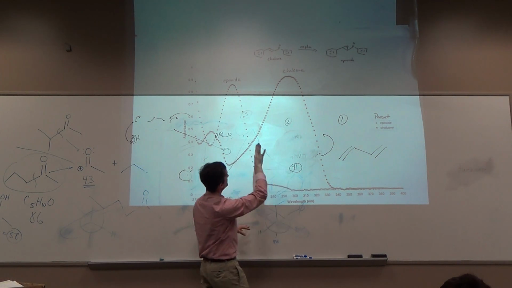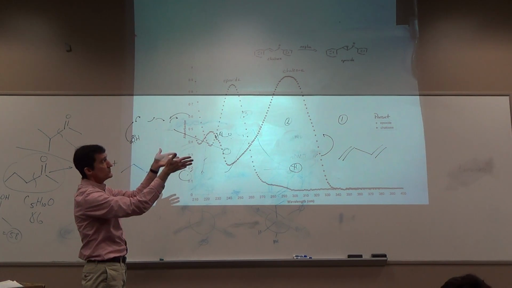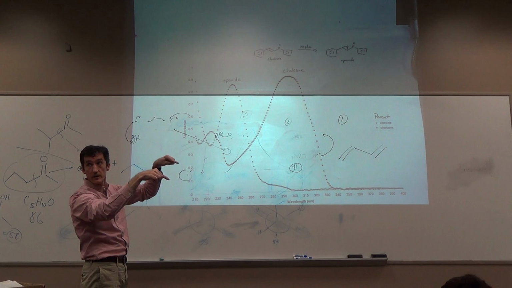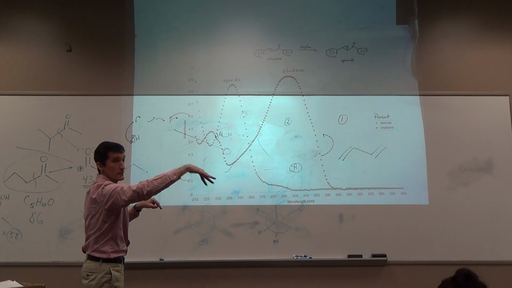Does that make sense, that the chalcone would have a higher lambda max? Yes. Once you make the epoxide, the two carbons there are now sp3, and it's no longer conjugated all the way through there.